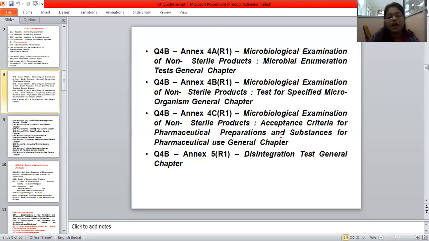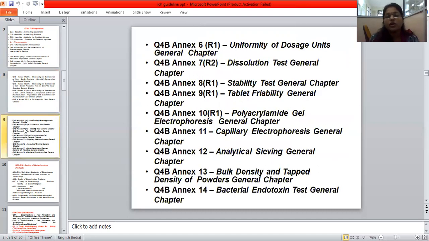Q4B Annex 5R1 is the disintegration test general chapter. The tablet is an important part of our pharmaceuticals, so for tablet dosage forms we can refer to this disintegration test chapter. Uniformity of dosage units is given in Annex 6R1. Q4B Annex 7R2 is the dissolution test general chapter. So what is the dissolution apparatus? What are type 1, type 2, type 3, type 4, type 5 and type 6 dissolution test apparatus?